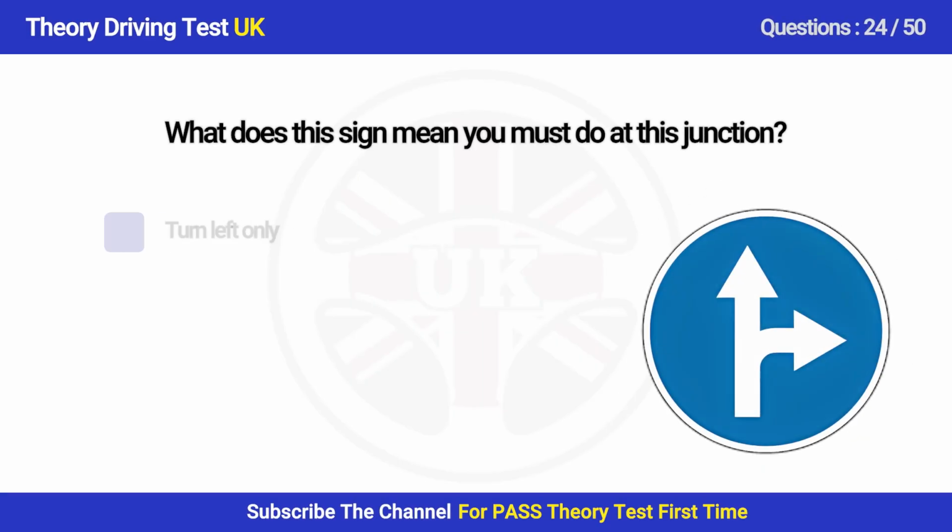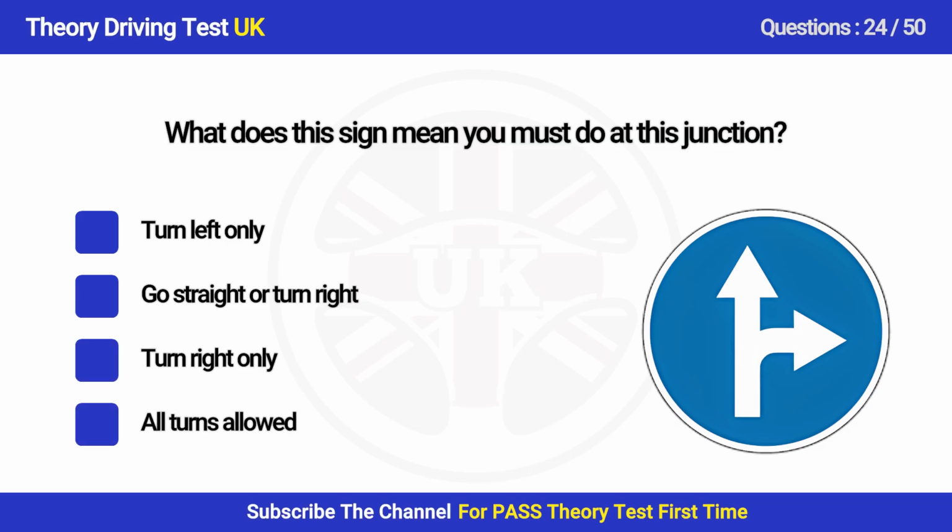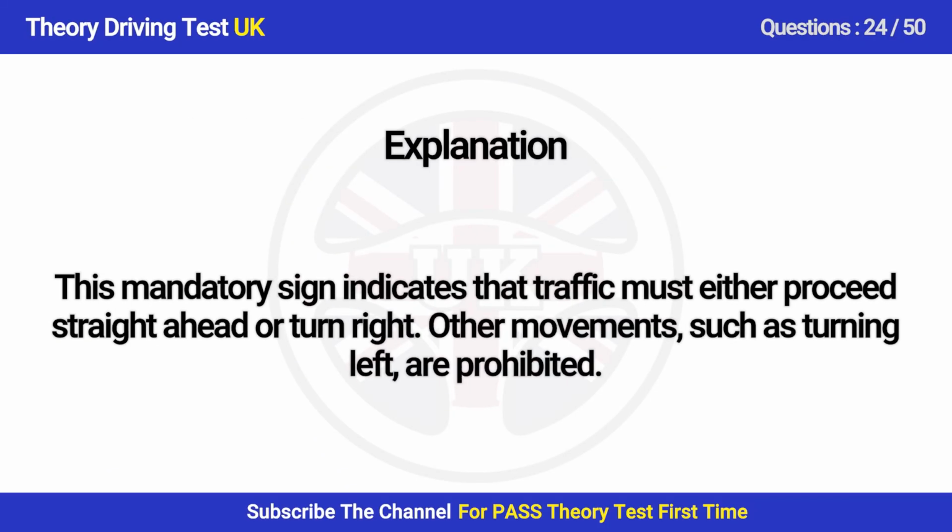Question 24. What does this sign mean you must do at this junction? A. Turn left only. B. Go straight or turn right. C. Turn right only. D. All turns allowed. Answer is B. Go straight or turn right. This mandatory sign indicates that traffic must either proceed straight ahead or turn right. Other movements, such as turning left, are prohibited.